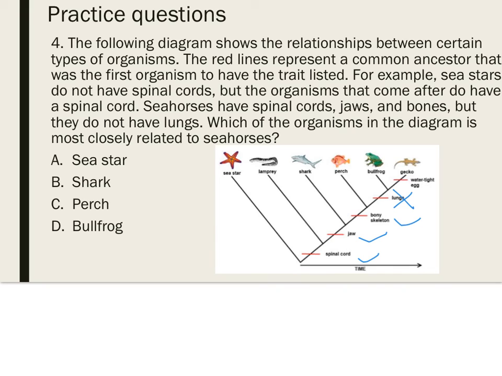All right, so organisms that are closely related tend to share more characteristics. So let's see. The perch right here shares more traits with the seahorse than any other pair of organisms. Okay, so if we look at the perch and we think about the seahorse, they both contain a spinal cord, right? Because the spinal cord came here, so the perch has that. They both contain a jaw, so the perch has that. They both contain a bony skeleton, so the perch has that. We talked about how the seahorse does not have lungs. Well, neither does the perch. All right, so we are going to go with C.